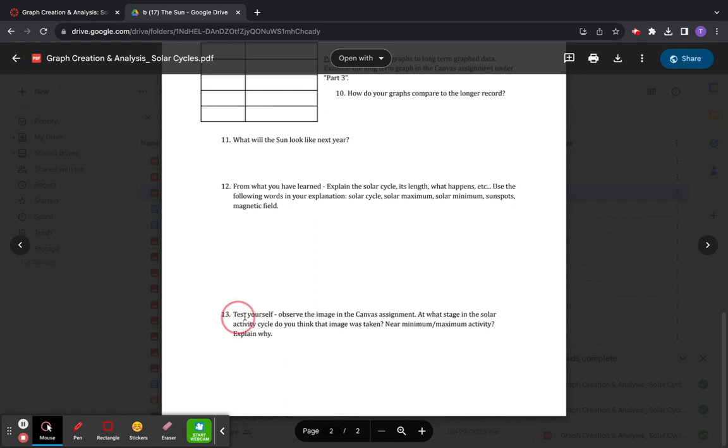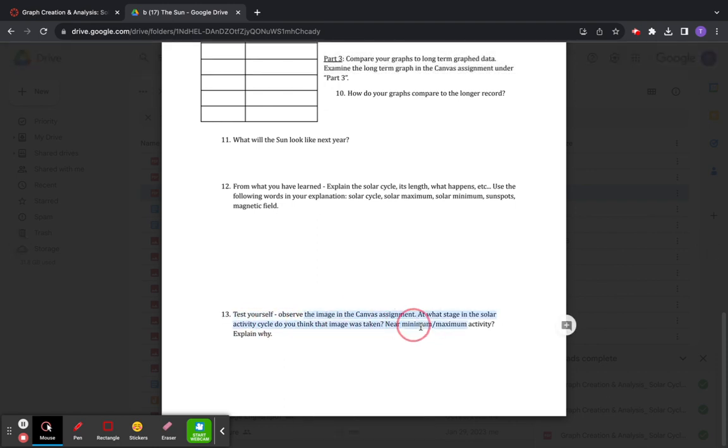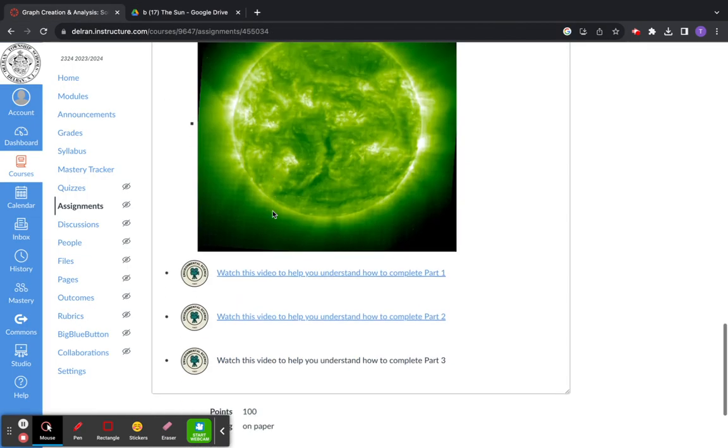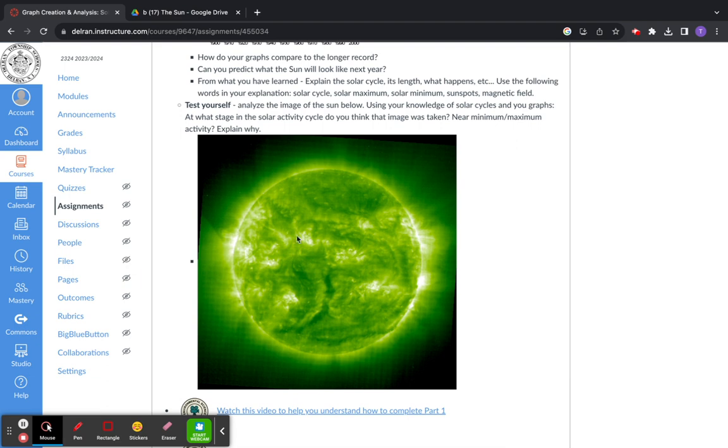And then the last one is to test yourself. You're going to look at a picture in Canvas and you're going to try to figure out, based on what you know, what part of the solar cycle would the sun be in this picture? Is it at the maximum? Is it at the minimum? Is it decreasing? Is it increasing? If you have any questions, just ask.